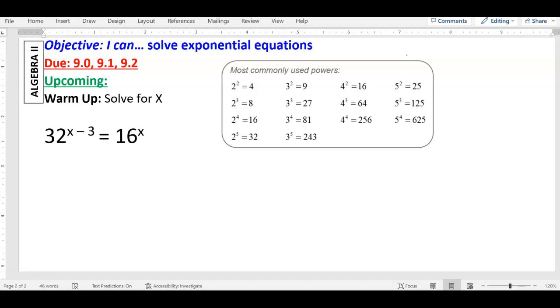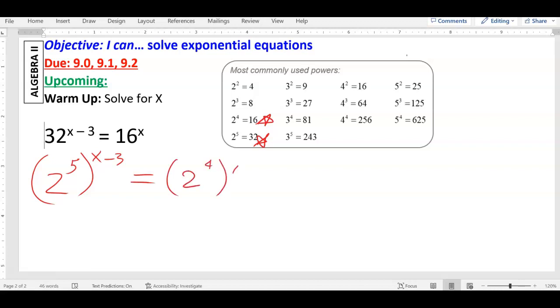And we did 2 examples like this on yesterday's notes, right? So let's go ahead and rewrite this. 32 is the same thing as 2 to the 5th power. 16 is the same thing as 2 to the 4th power. So let's rewrite. 2 to the 5th power, and you keep the x minus 3 in the exponent. And then 16 is really 2 to the 4th power with x still in the exponent. Now, it looks like we have the same base, 2 and 2.